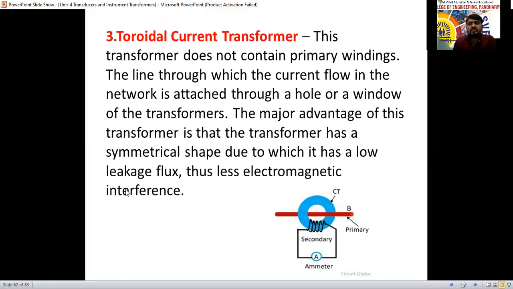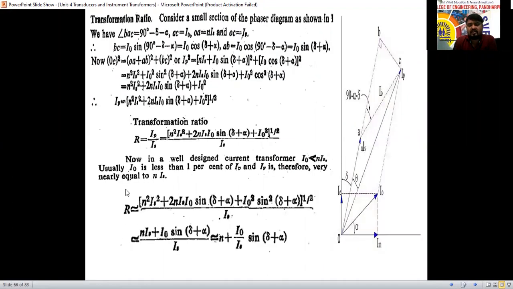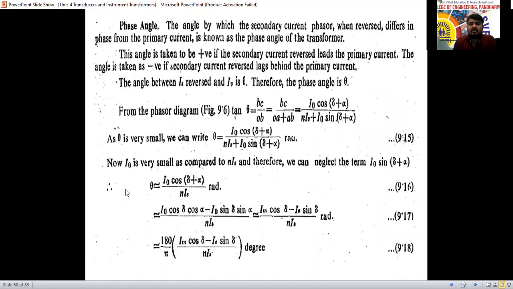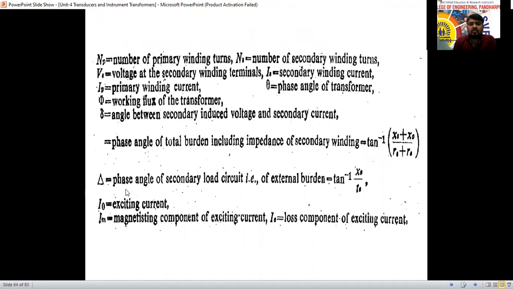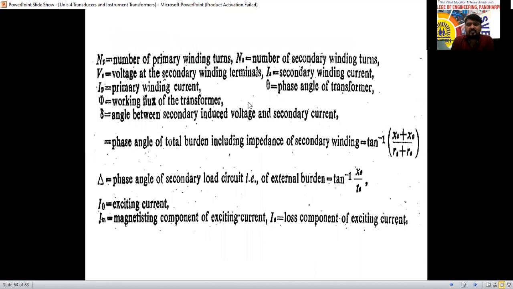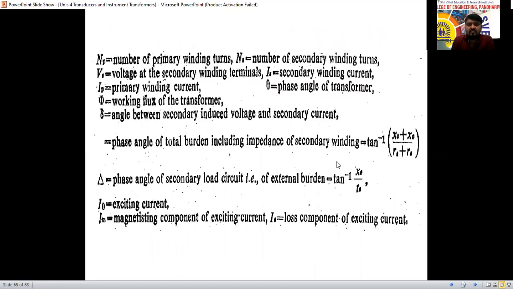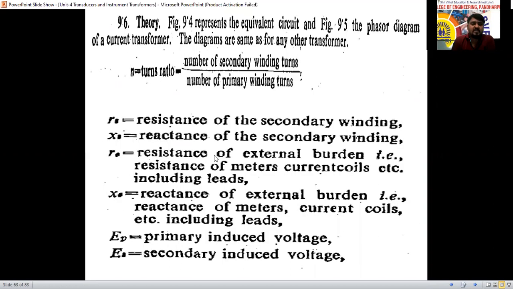Today we are going to discuss the derivation of the transformation ratio and phase angle error. First, we have to know what these parameters are, what N means, what X means, and all the things. Based on the phasor diagram, before starting it, we should first know what R represents and what X represents.